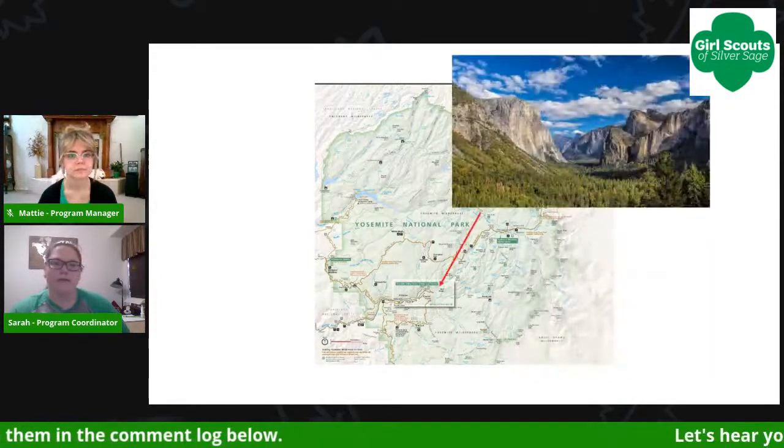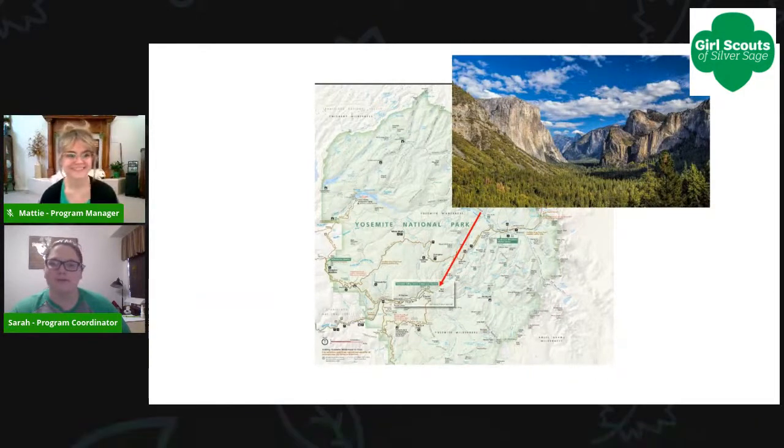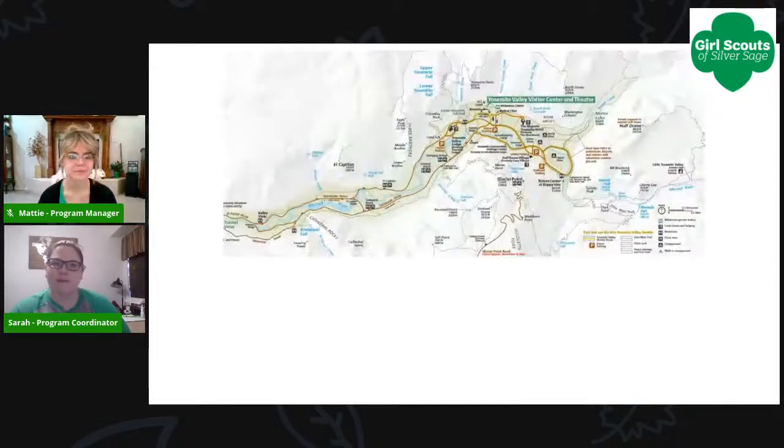The last part of Yosemite National Park is called Yosemite Valley. This is where probably 90% of the people that visit Yosemite Park go, because it's so condensed and so pretty. So we're going to jump right into Yosemite Valley real quick and show you some of the things in there. This here is the map of just Yosemite Valley. There's one road that goes in and one road that goes out.